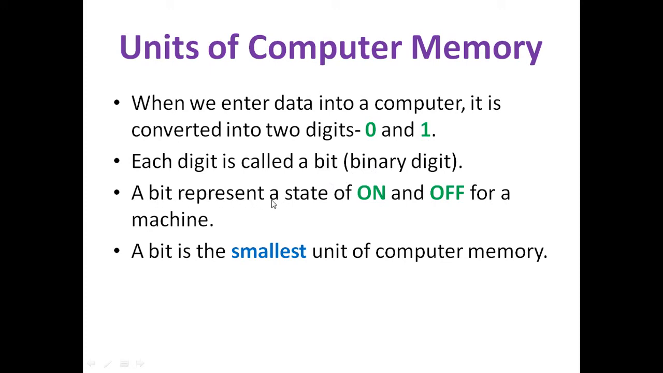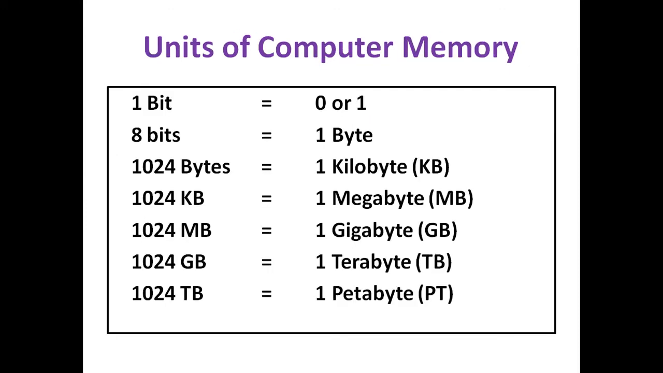A bit represents a state of on and off for a machine. You have all seen an electrical switch. It has only two options, on or off. In the same way, in a computer there are only two things, 0 and 1. 1 represents on, 0 represents off. Last point: a bit is the smallest unit of computer memory. Let's move ahead.